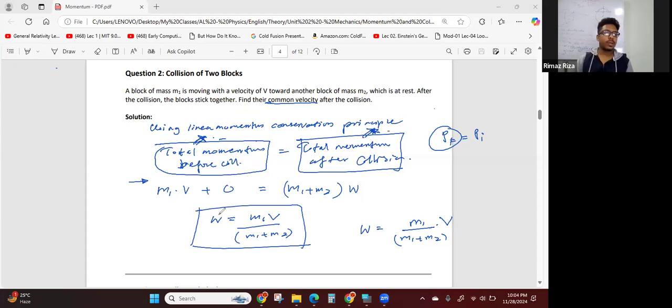So here it will be clear that the common velocity will be in the direction of the initial velocity, because m1 divided by m1 plus m2 is a scalar, so the final velocity, the common velocity, is in the direction of the velocity of the first particle. Now that is obvious. If an object comes and hits another object, can it go in the backward direction? No. After the collision, it will go in this direction only, right?